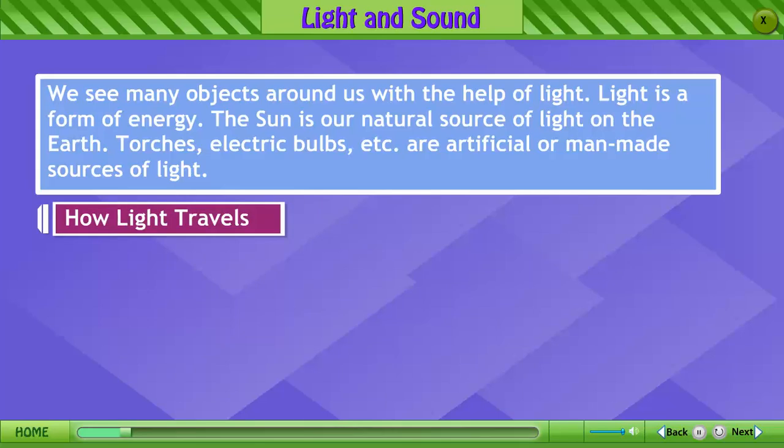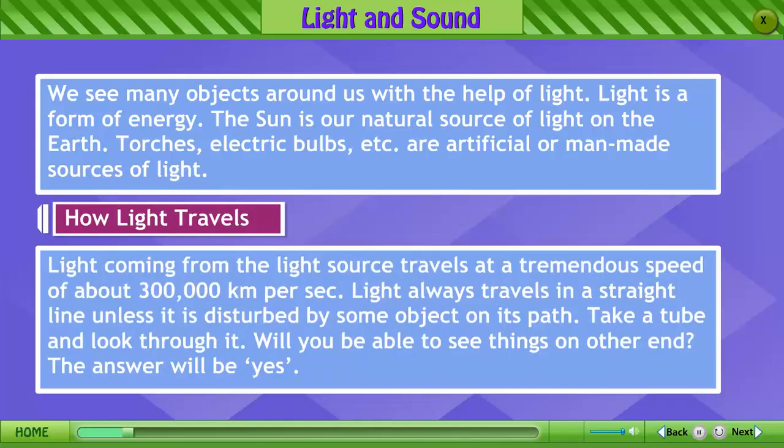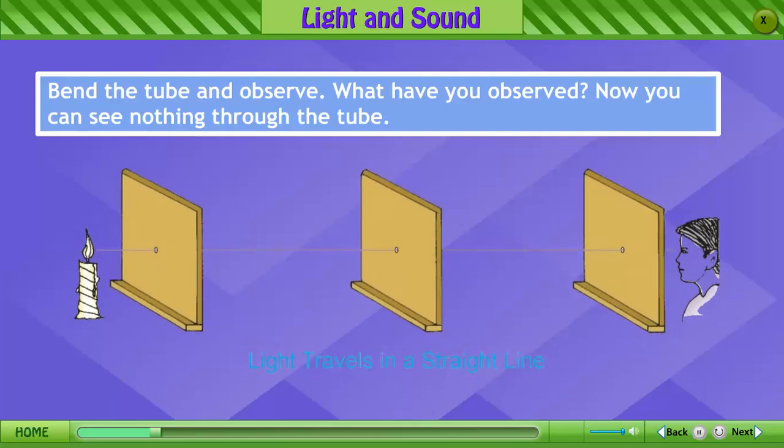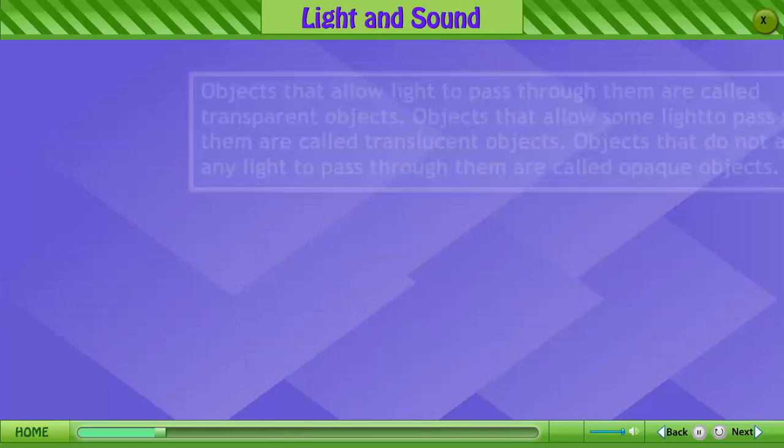How light travels. Light coming from the light source travels at a tremendous speed of about 300,000 kilometers per second. Light always travels in a straight line unless it is disturbed by some object on its path. Take a tube and look through it. Will you be able to see things on the other end? The answer will be yes. Bend the tube and observe. What have you observed? Now you can see nothing through the tube.